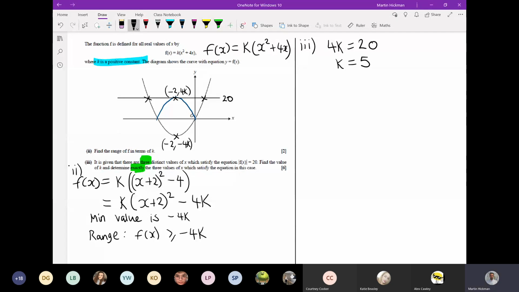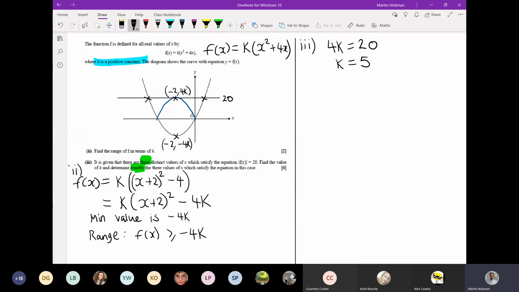Remember that 4k just comes from the fact that I've reflected this negative part of the quadratic because I'm finding the modulus of it. So it just becomes a 4k there. So I know that at that point, that has a value of 4k, which has to equal 20 for there to be 3 solutions. So k simply is just going to be 5. Now that I know that k is 5, it will help me find the other solutions.